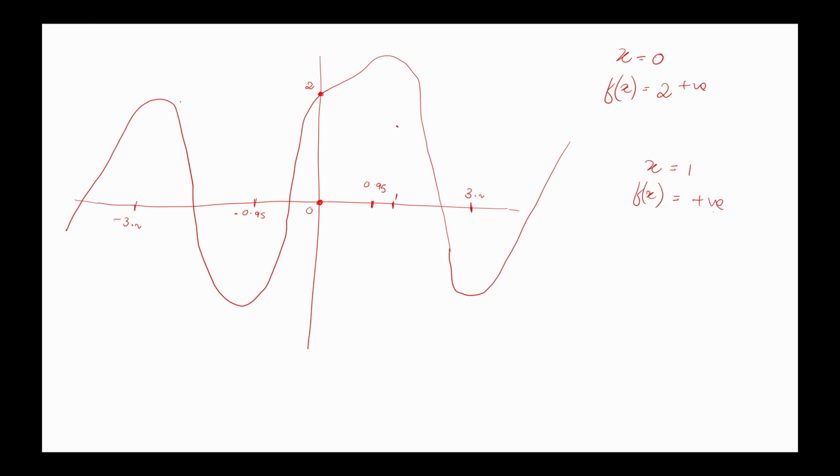So here at 3, you can see my dy by dx is 0. For 0.95, my dy by dx is 0. For 0.95, my dy by dx is again 0. And for 3, again, my dy by dx is 0. So I've gotten basically a rough sketch of my graph.